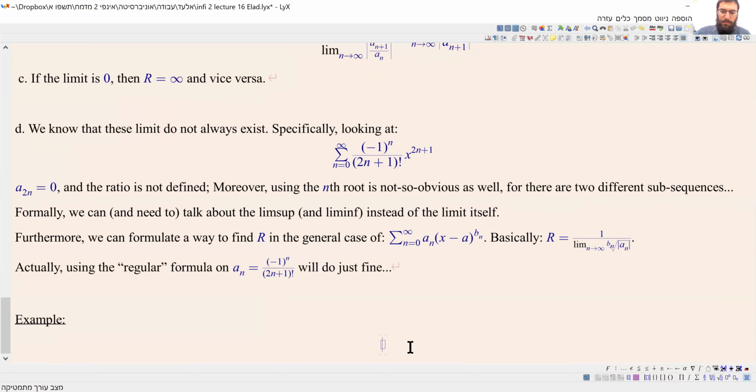Let's find the radius and then the domain of the following series: minus 1 to the power of n above n ln n.